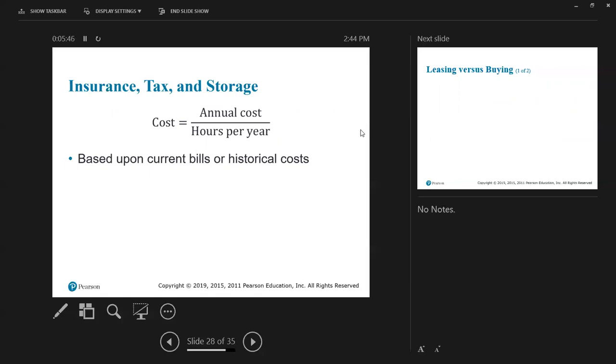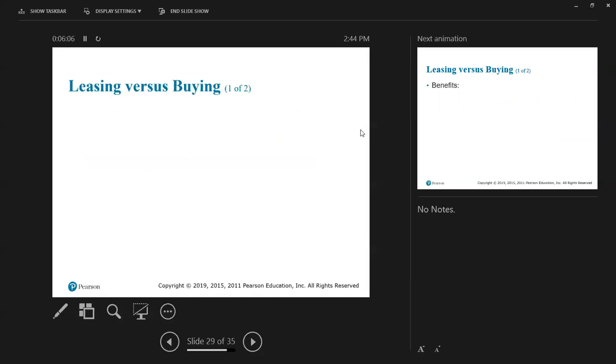So this is the equation that we talked about in a mathematical format. We have the annual cost of any of those mentioned, like insurance, tax, storage, and so forth, divided by the expected working hours, and this is how you measure it. So we've talked about the possibility of ownership over this equipment.